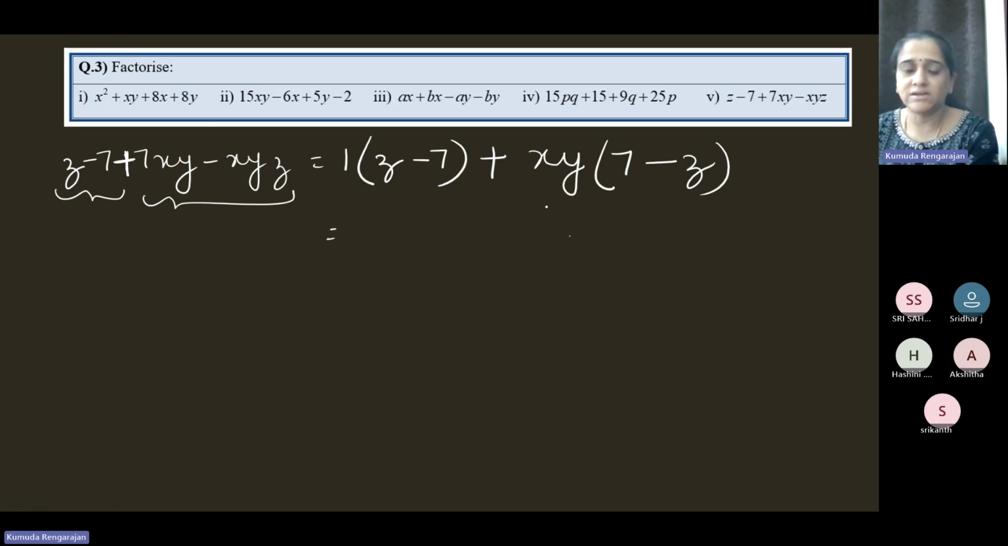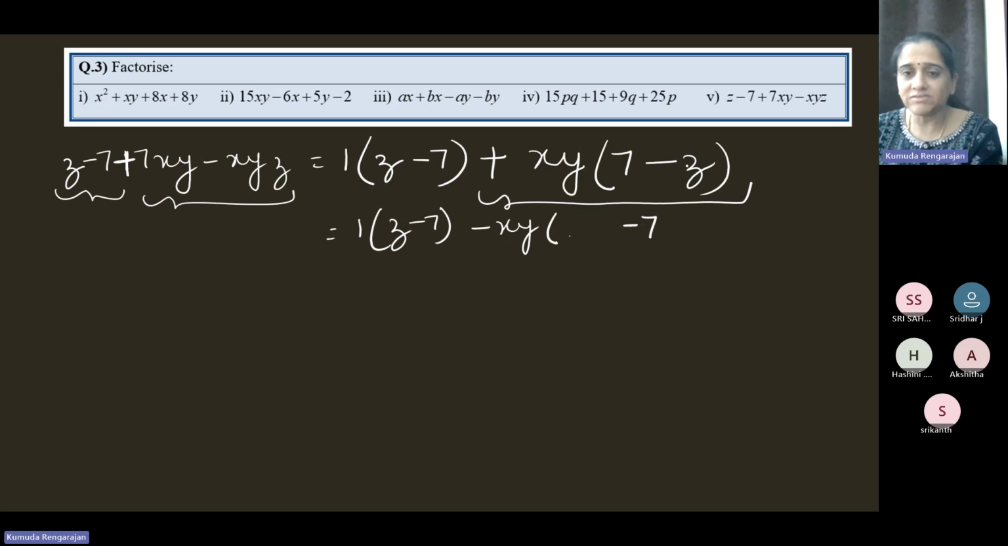So 7 minus z, how will you write it as z minus 7? The 7 minus z, you should write it as z minus 7. So, take minus 1 common: minus 1 into z minus 7. After this, you change all the signs. Plus xy will become minus xy. Open bracket, this plus 7 will become minus 7, and this minus z will become plus z. So 7 minus z, we are writing as z minus 7.